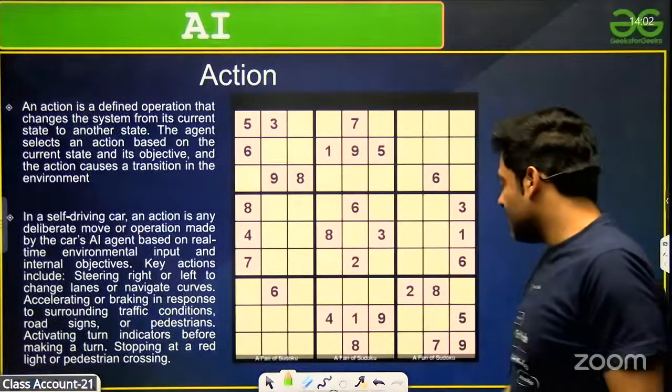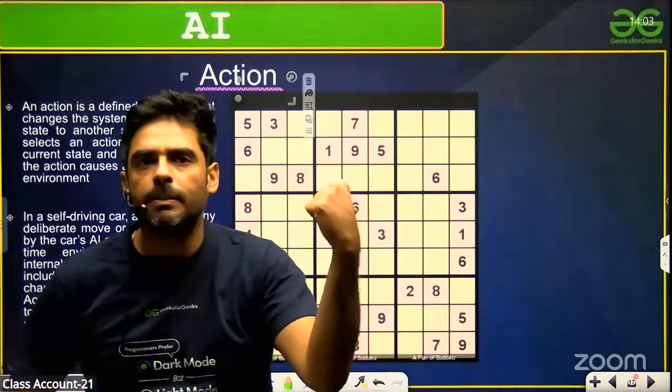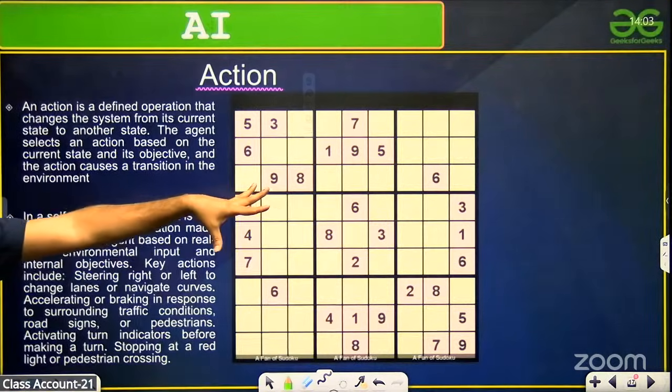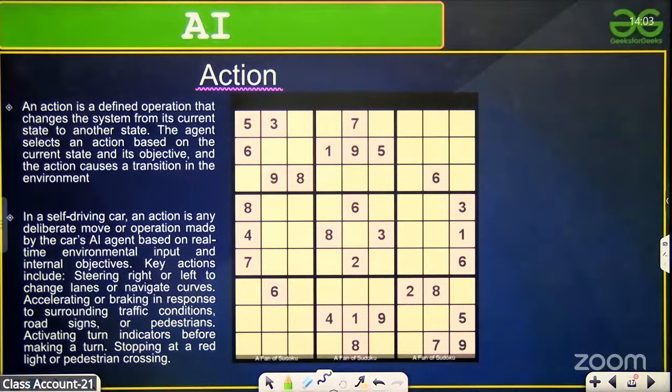Then next is action. Guys, you don't have to write anything. This is just the basics, but be there with me. Now, action.